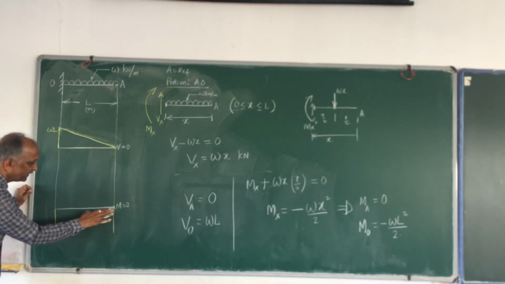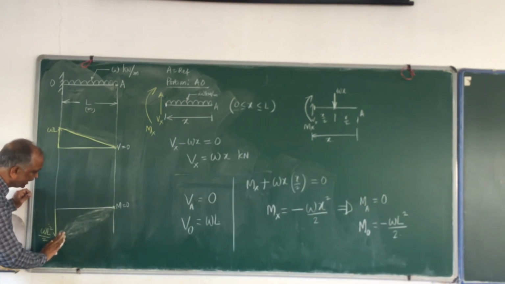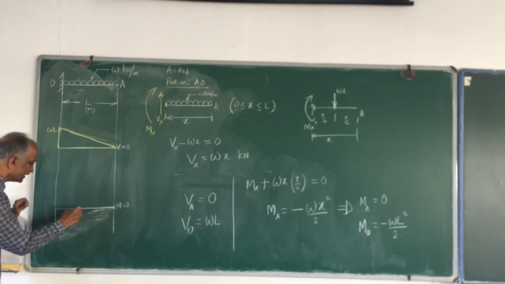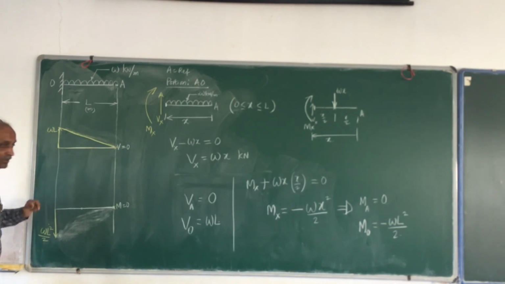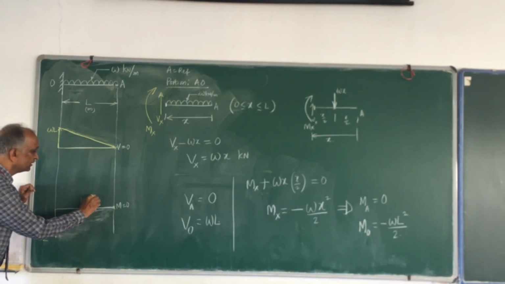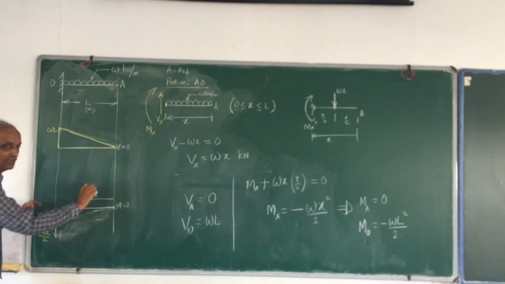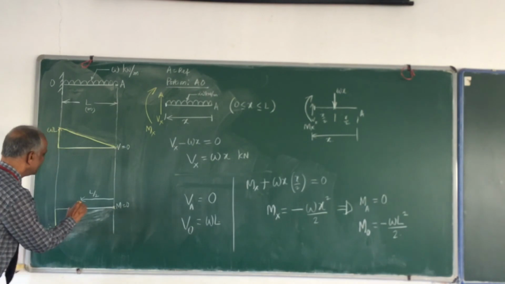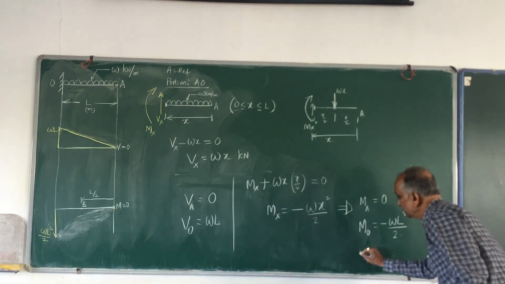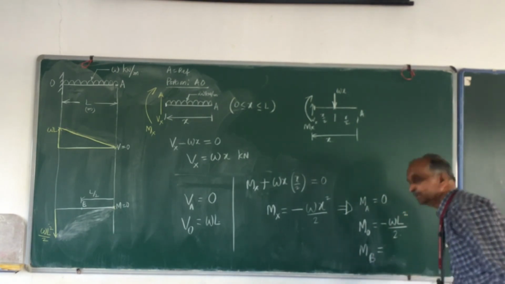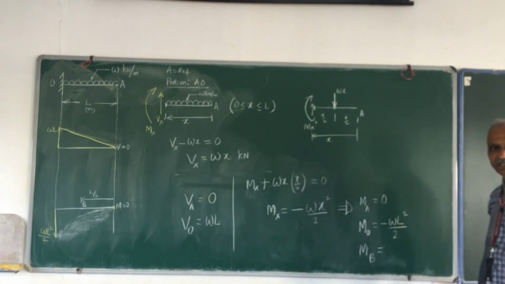Therefore, to decide that, I shall find out the bending moment at one more point, say here at the midpoint. I know that this is L and this distance is L by 2. So let me call this point B. I shall find out the bending moment at B. B is at a distance L by 2.